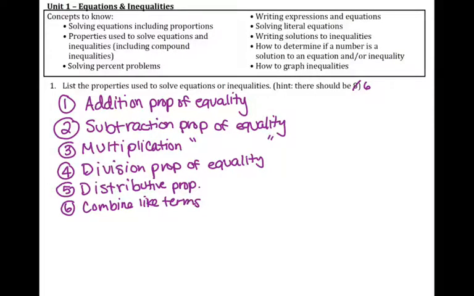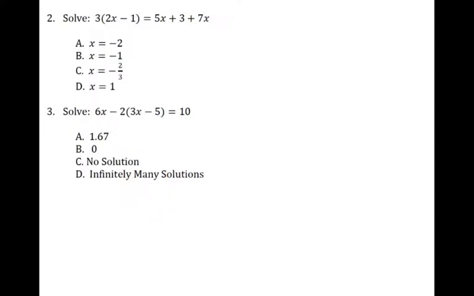So each one of these properties allow us to solve equations or inequalities, and we can use each one of these properties in the upcoming questions as we are solving the equations. Okay, number 2. I have my equation that I'm going to go ahead and solve. The first thing that I notice is I have a 3 in front of a parenthesis. That means I should probably distribute. So now I'm going to use the distributive property.